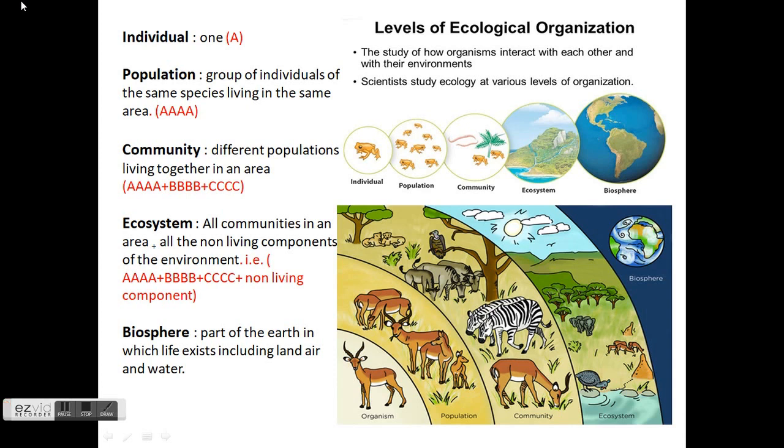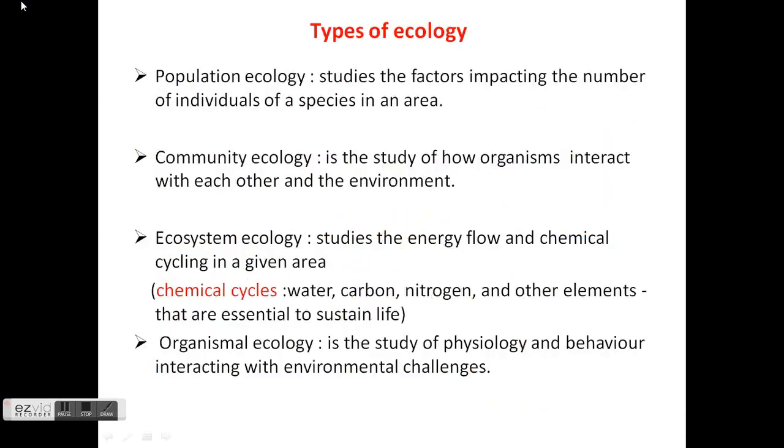When different populations, like population A, population B and population C, start living together in an area, they form a community. All these communities in an area plus all the non-living components of that particular area, like population A plus population B plus population C plus the non-living component, form an ecosystem. When all the ecosystems come together, they form the biosphere. Biosphere is basically that part of the earth which contains life.